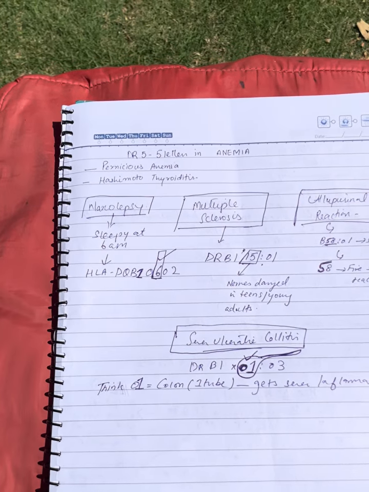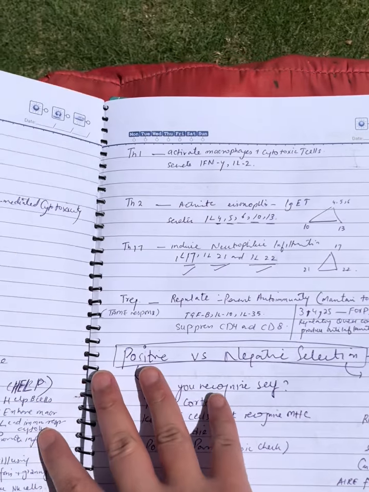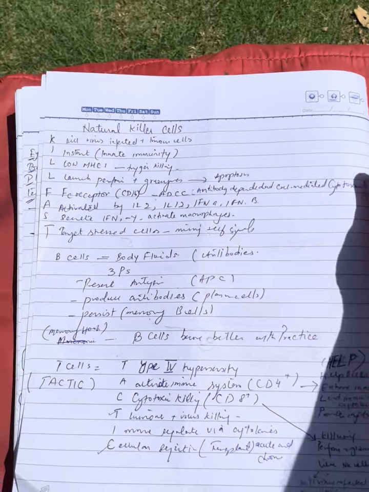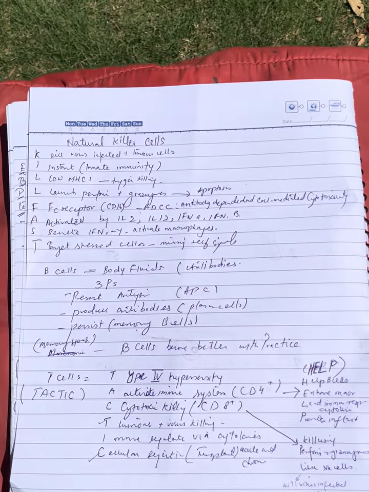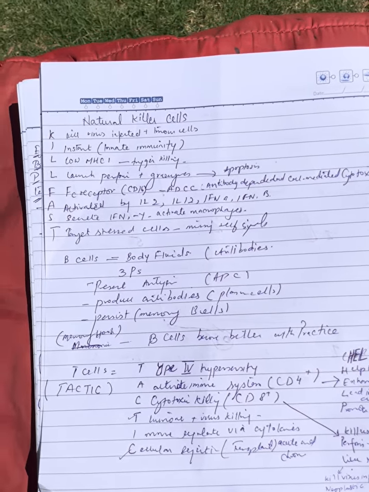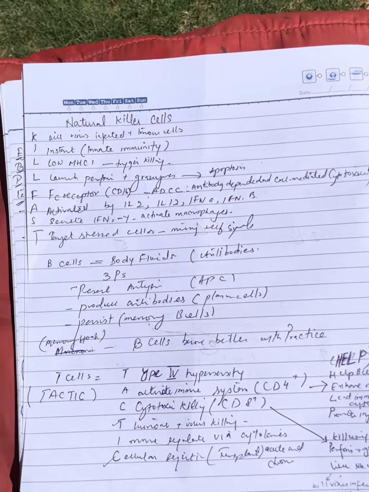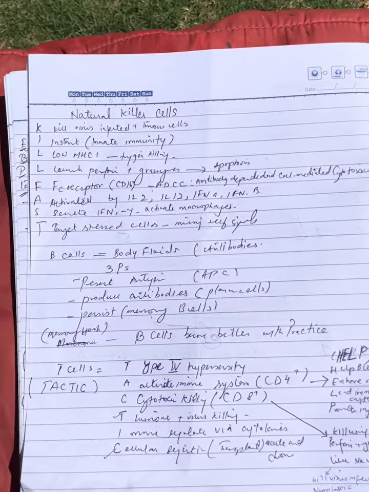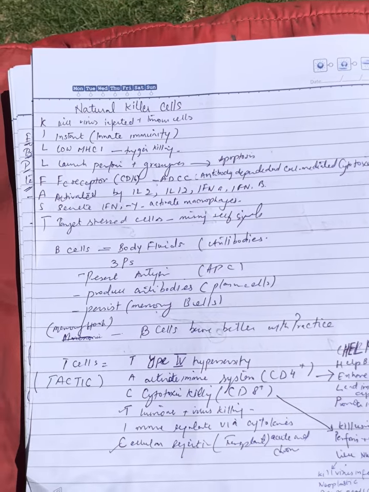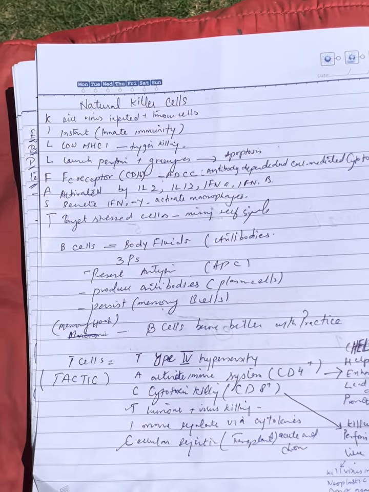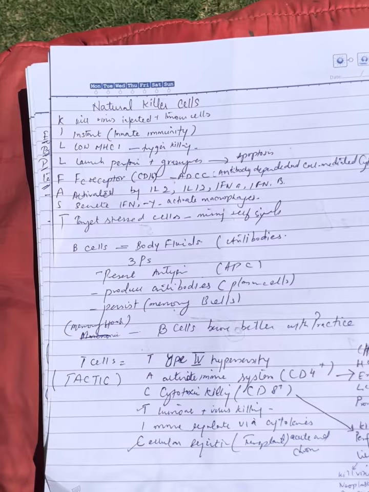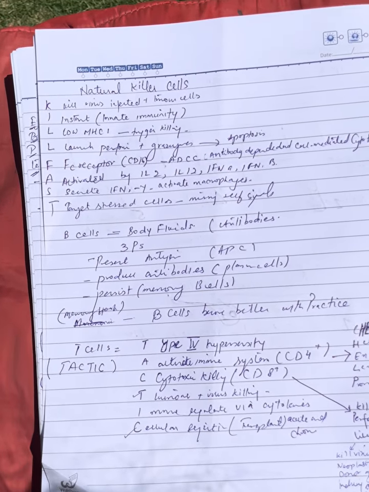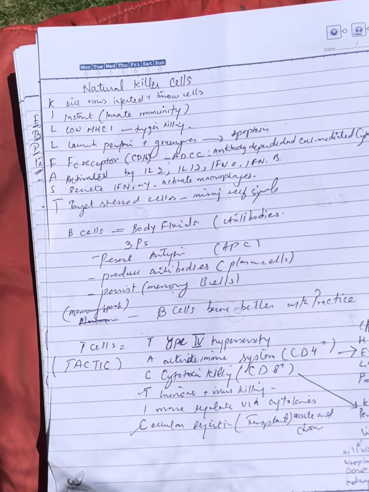So let's move on to the next topic. Let's talk about the natural killer cells. The function of natural killer cells can be remembered by the mnemonic KILL FAST. K is for killing virus-infected cells and tumor cells. I is for instant, innate immunity. L is for low MHC I that can trigger killing. L is for the release of perforin and granzyme, that is apoptosis.